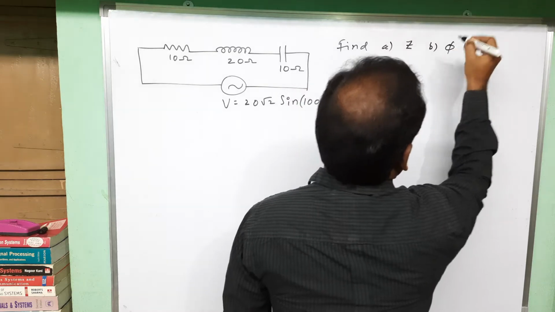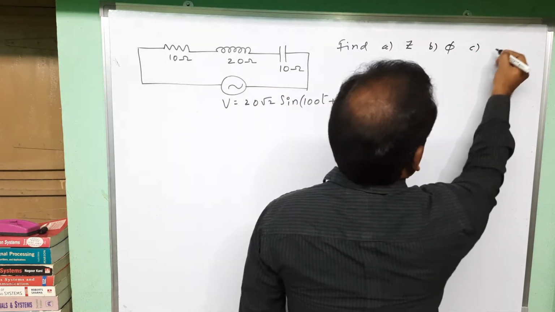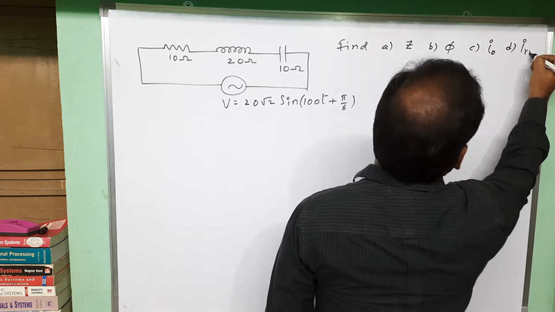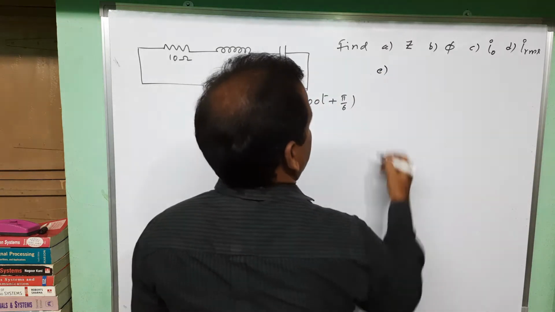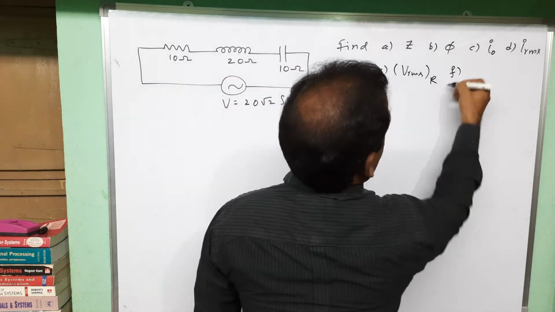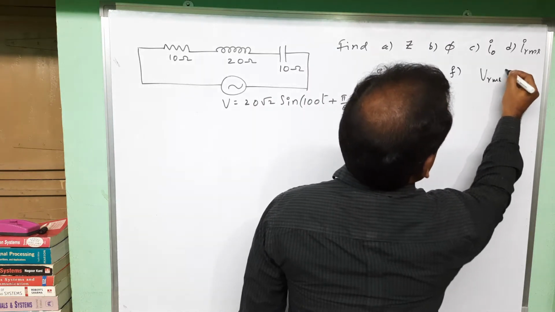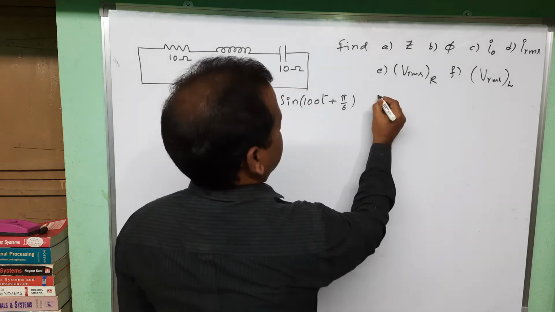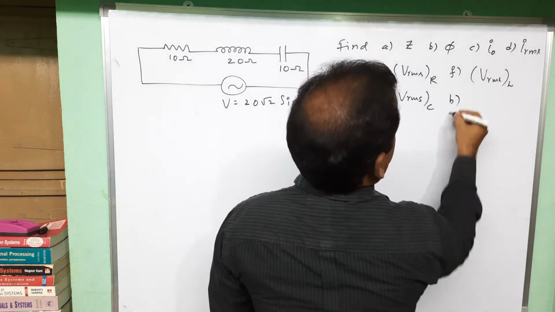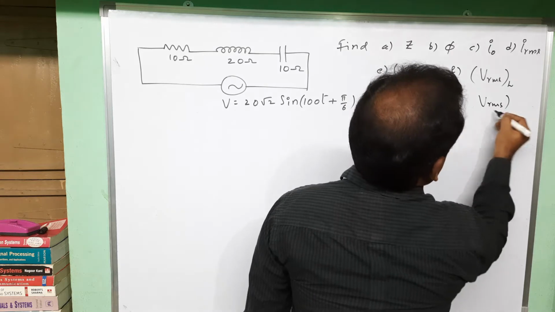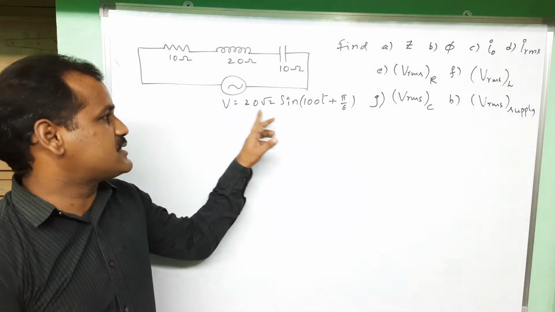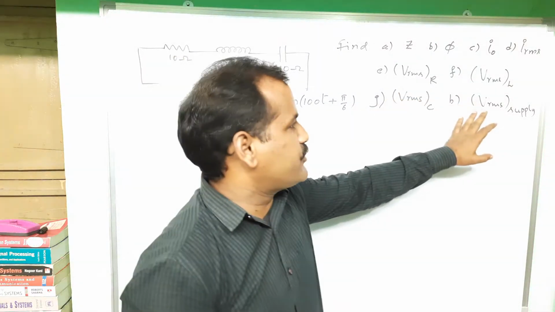Next, what is the phase difference phi, what is the peak value of the current in the circuit, what is the RMS value of the current in the circuit, and what is the RMS value of the voltage across resistance, the RMS value of the voltage across inductance, the RMS value of the voltage across capacitance, and the RMS value of the voltage of the supply, means what is the RMS value of the voltage applied in the circuit. Fine. These are the values we need to find now one by one.